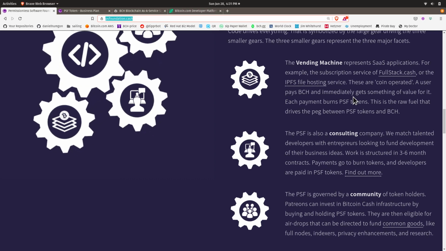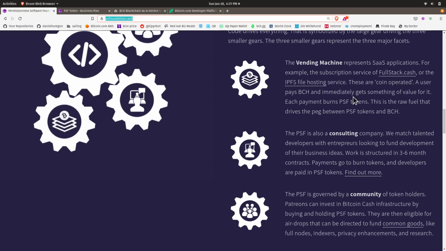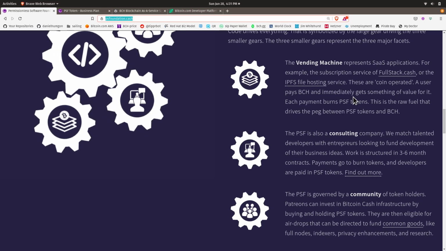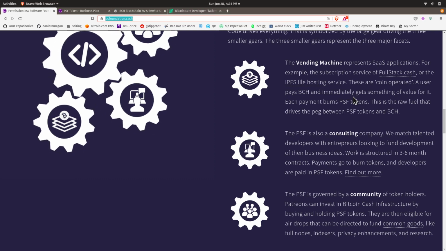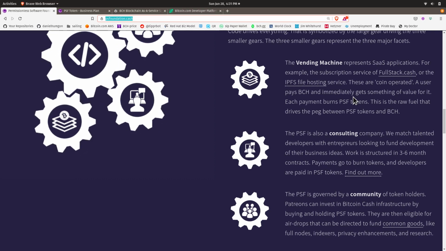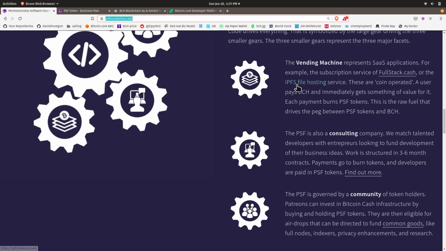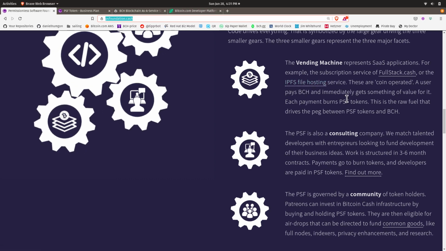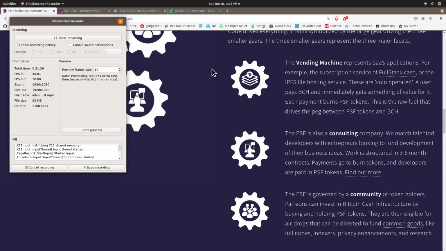Fullstack.cash, you pay a subscription fee, and you get a token, not an SLP token, but a JOT token that lets you use the REST API, the web service, for your software. There's a link here to this IPFS file hosting service, so you can pay a penny and host a file on the IPFS network.